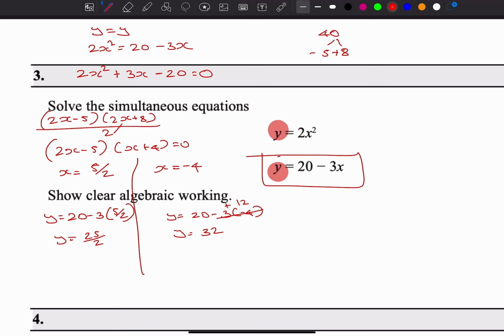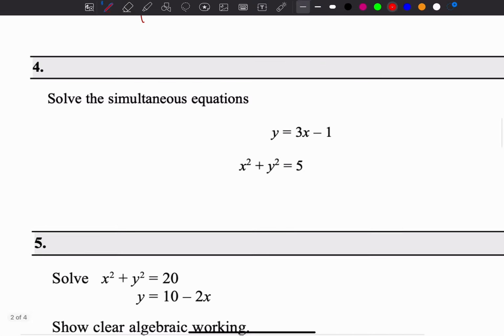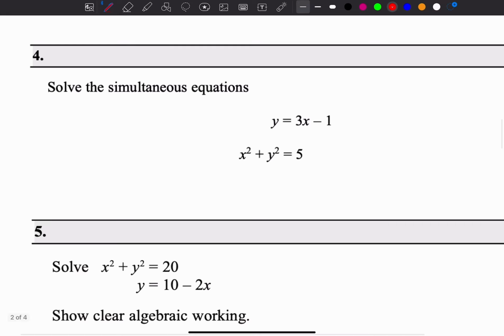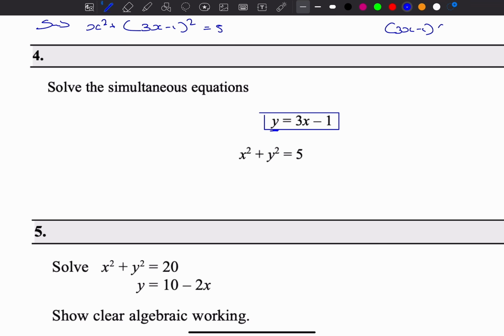Okay, next one. So this one has to be done by substitution, remember, because they already made the y the subject for you. So you have to do substitution. If you don't have to make anything the subject, they made it the subject for you. So substitute it here. So x squared, not y squared, bracket 3x minus 1 squared is equal to 5. What is 3x minus 1 squared? 3x minus 1, 3x minus 1. That will give you 9x squared minus 3x plus 1.